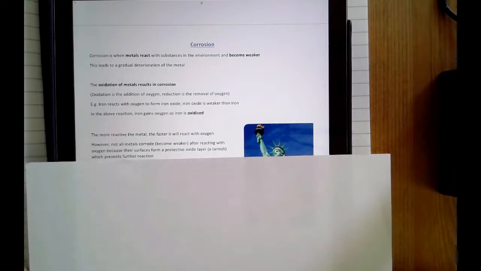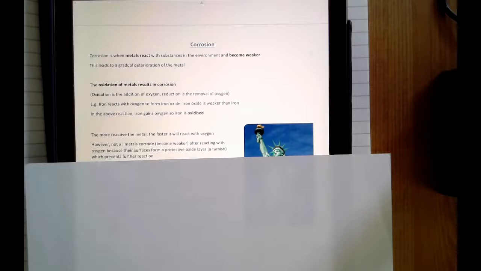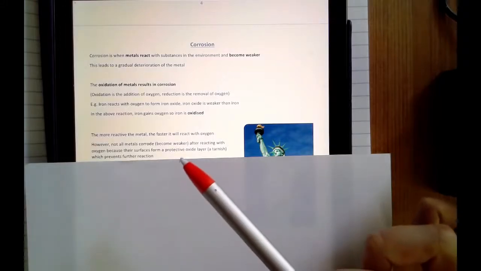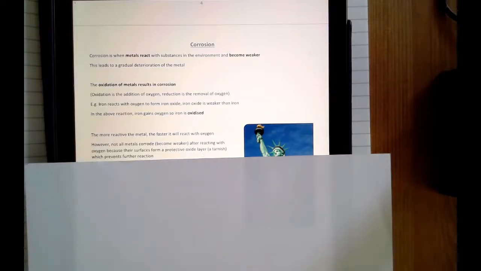However, not all metals become weaker when they react with oxygen, and copper is a classic example of that. So the Statue of Liberty is actually made out of copper. And the outer layer of the copper that's exposed to the oxygen does react with oxygen, but it forms what we call a tarnish, which is a protective layer. And that protective layer prevents the rest of the copper that makes up the Statue of Liberty from reacting with the oxygen. So the outer layer reacts with oxygen, forms a tarnish. That tarnish then protects all of the metal underneath.